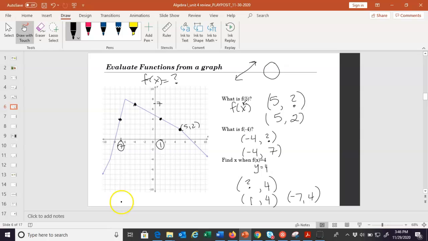So is this a function? Yes, this is a function. 1, it passes the vertical line test. And then also, just to kind of make an example of it, over here, the y values repeat. That's okay. The x values do not repeat. So this is a function.